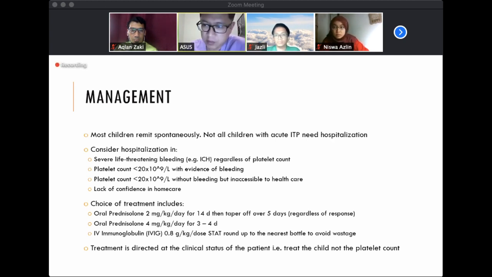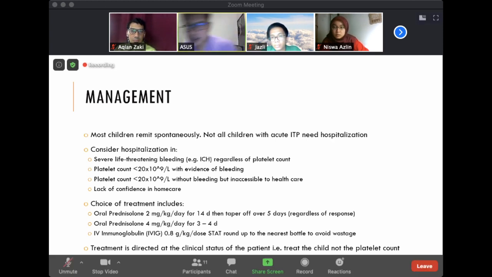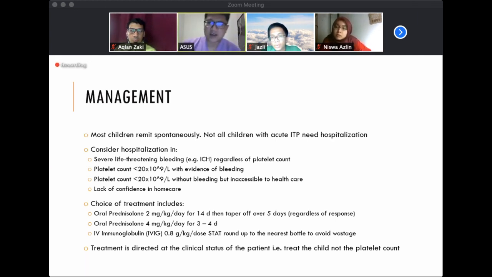Vitamin K, both APTT and PT. No, just one. Vitamin K. Cannot be both. Which one? PT, the external pathway, right? Okay, the external pathway, PT, will be affected. Okay, so your profile is normal.